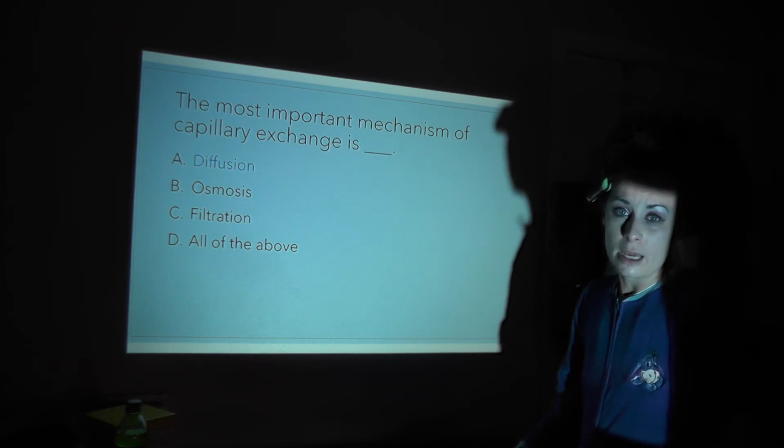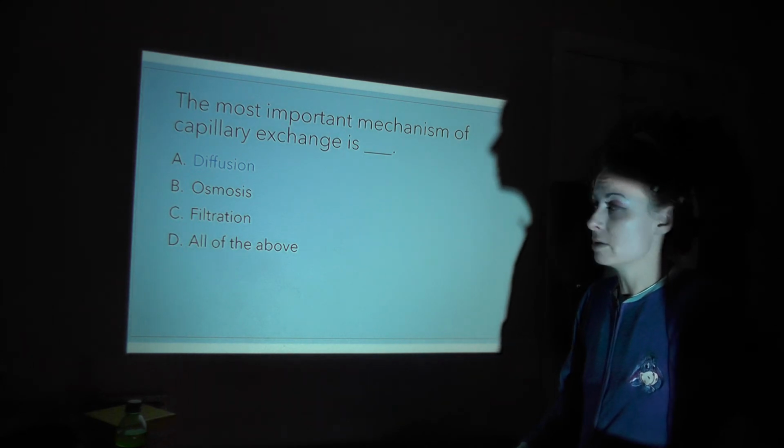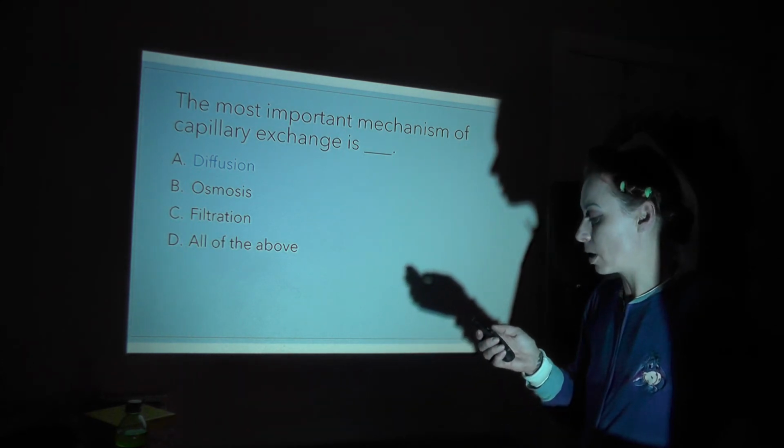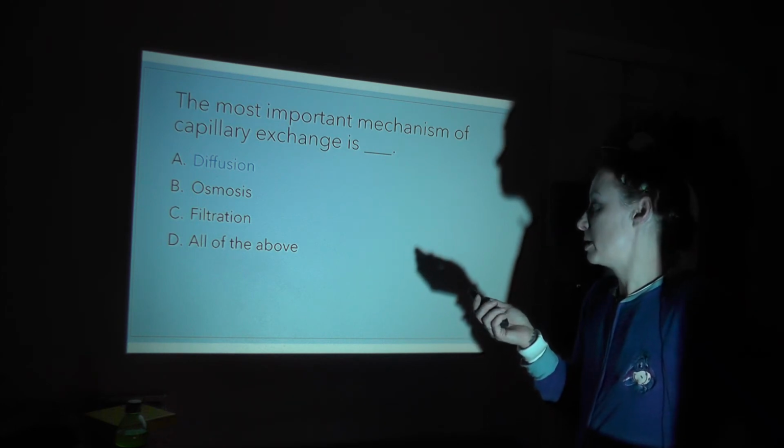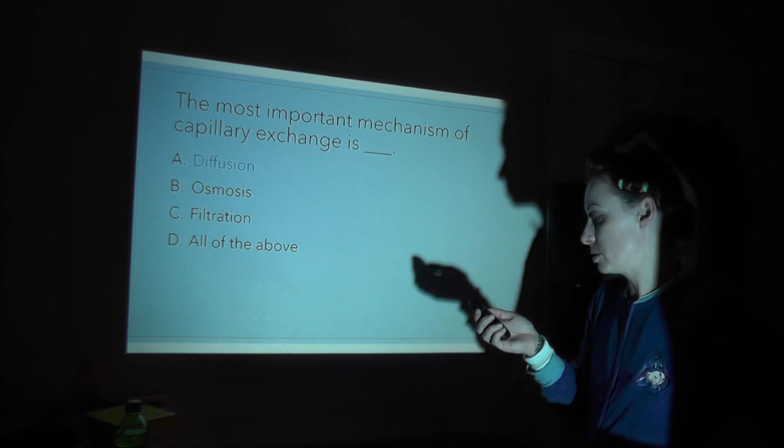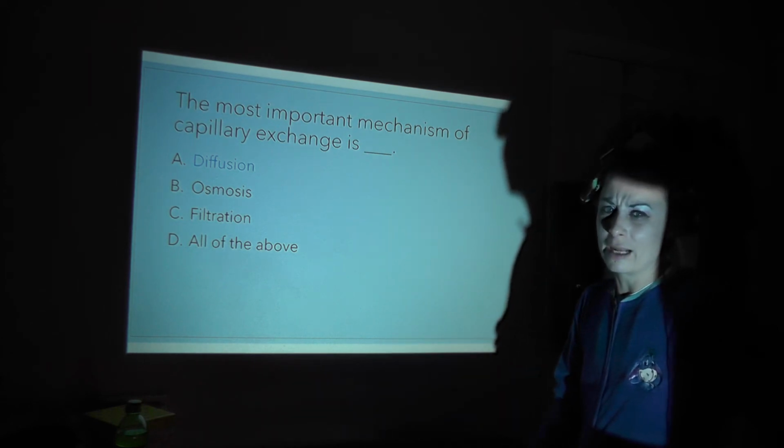Yeah, the answer is A, diffusion, because diffusion is the most important. It's how glucose and oxygen are moving, and tissues need that the most. Sorry if I went over that answer too fast.